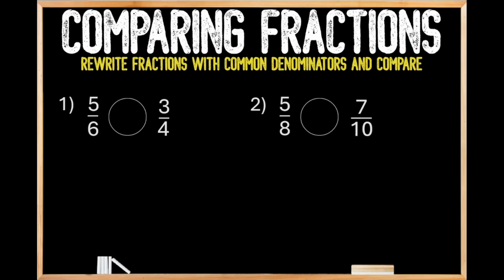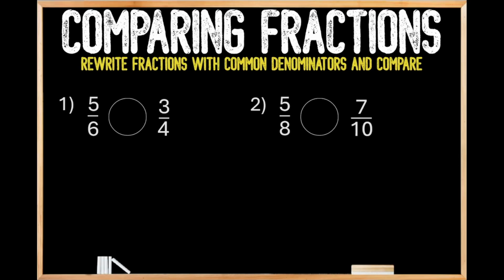Now, in order for us to compare fractions with different denominators, as we can see up top highlighted in yellow, we're going to rewrite the fractions with common denominators, and then we can compare the fractions. So for question number 1, we need to find a common denominator of both 6 and 4. And in order for us to do this, we're going to find the least common multiple.